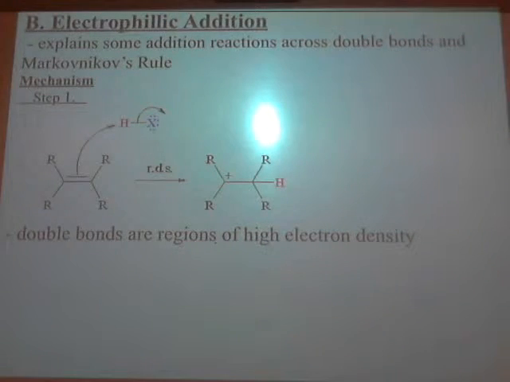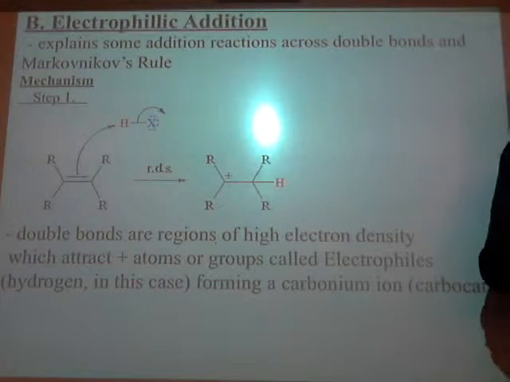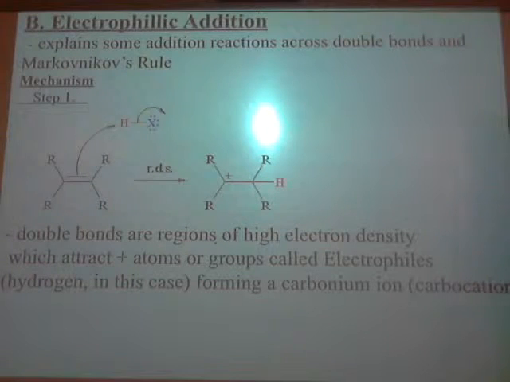Double bonds are regions of high electron density. They're very negative, okay? They attract positive atoms. You kind of keep them together. You don't really have to have a separate dash for that. It's still part of the same sense. So double bonds are regions of high electron density. They attract positive atoms or groups, and we call those guys electrophiles.